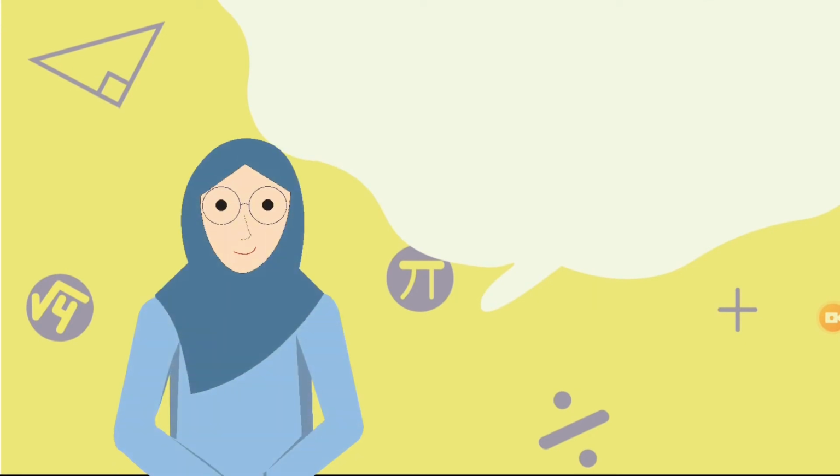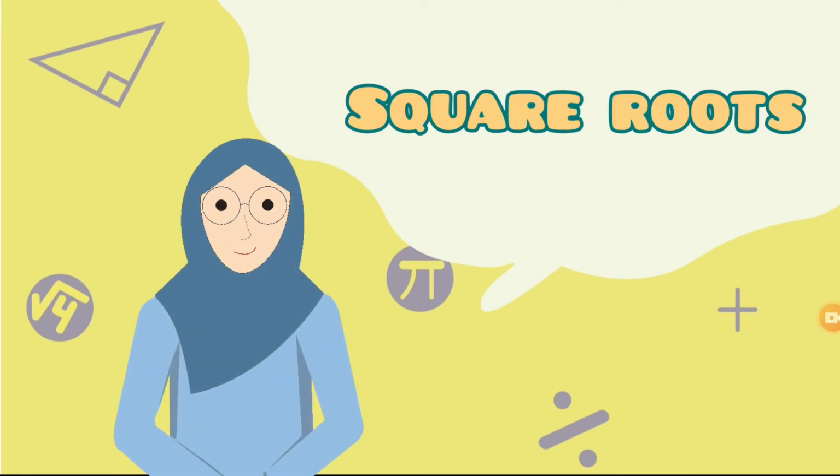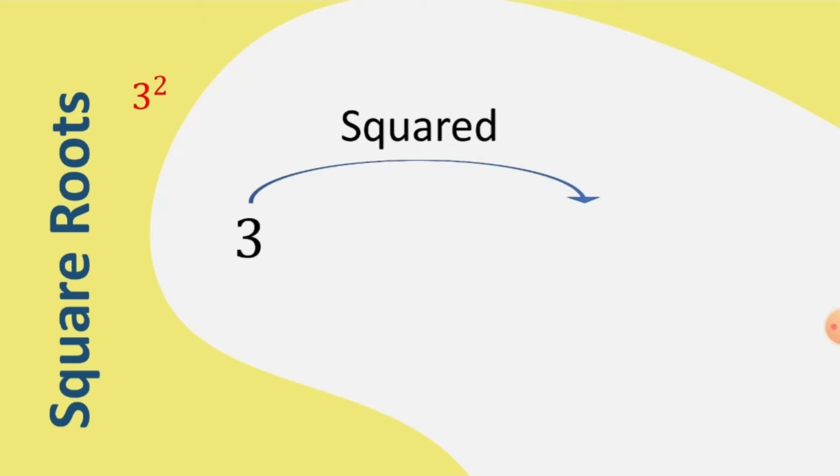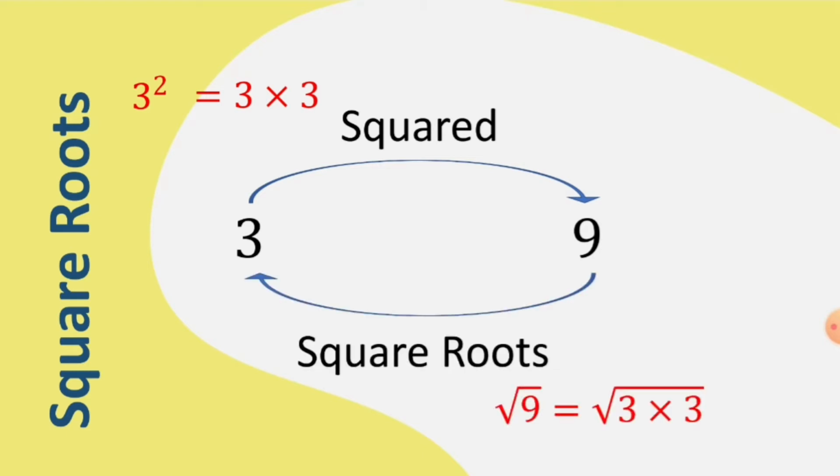In this video, we will learn about square roots and how to find them with prime factorization. In primary school, we have learned about squares. Take an example, 3. 3 squared means 3 times 3, which is equal to 9. In reverse, if we take the square root of 9, which is equal to 3 times 3, then the square root of 9 equals 3.